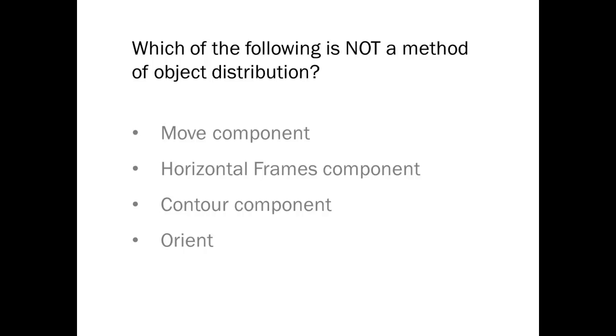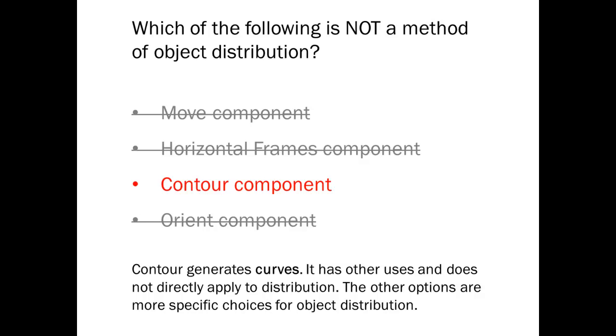Okay. So that leaves us with contour component, and I've eliminated the other one. So why is contour component not a method of distribution? What does contour do? Makes contours, right? Of all these, you can try to argue with me about it, but I think it just makes contours. I don't think it distributes objects. It takes one thing and transforms it into something else, okay? So that's the odd man out. I'll be tricky and ask you questions like this, which is not something, so you have to think about the solutions. Yes, contour generates curves. It does not directly apply. The other options are more specific choices.